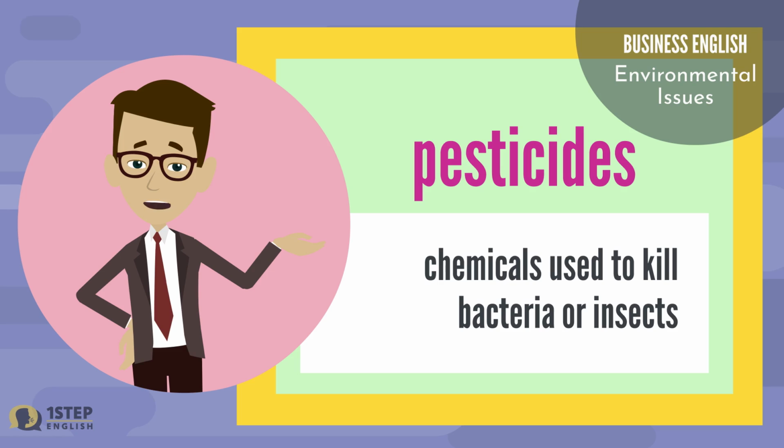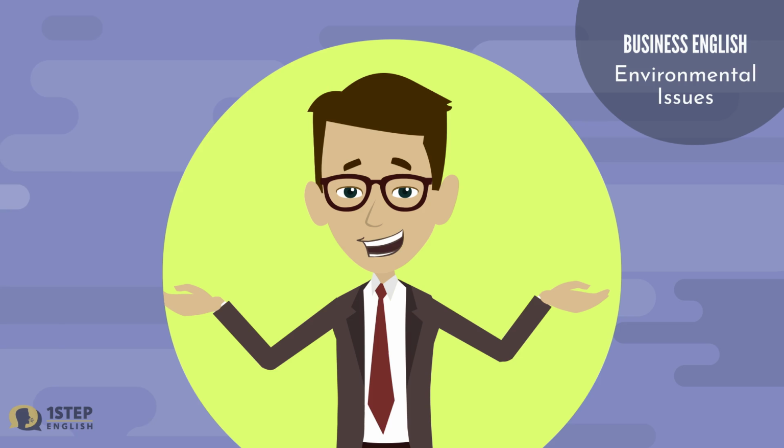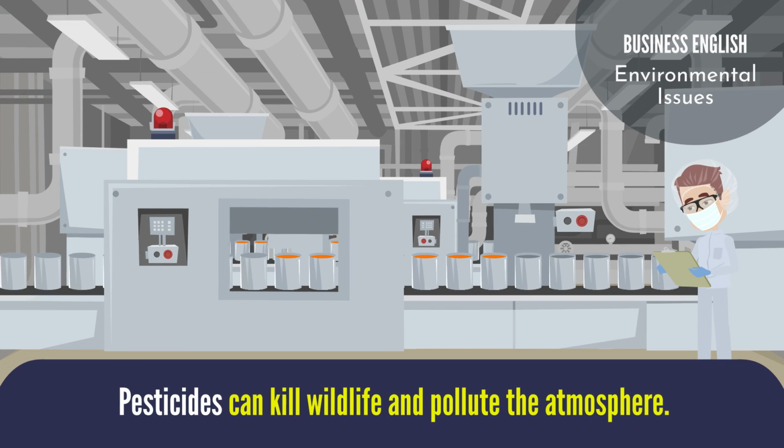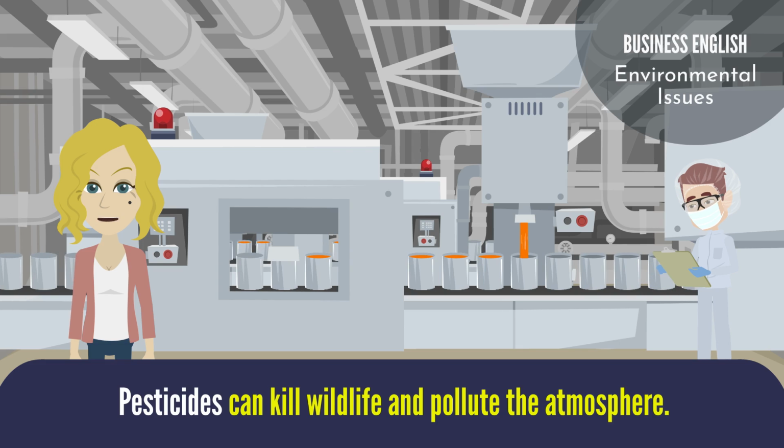Pesticides. It refers to chemicals used to kill bacteria or insects. Here's an example. Pesticides can kill wildlife and pollute the atmosphere.